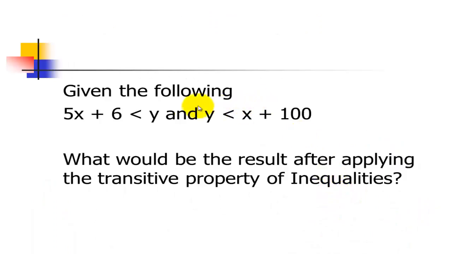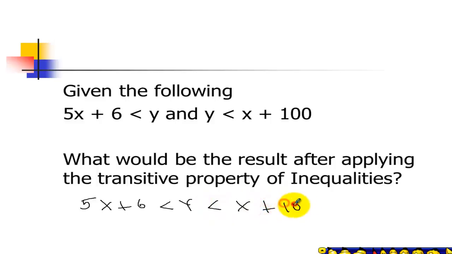So given the following, 5x plus 6 is less than y and y is less than x plus 100, what would be the result after applying the transitive property of inequalities? We know that 5x plus 6 is less than y. At the same time, y is less than x plus 100. So using our transitive property, we can just remove y and say that 5x plus 6 is less than x plus 100.